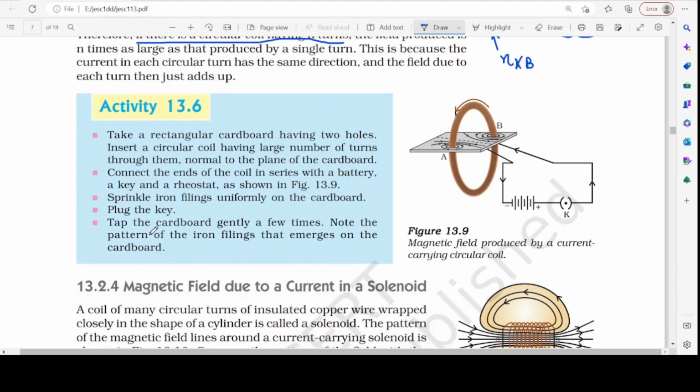Now coming to this activity, it is something the same as we have already done. So I am leaving it to you. Just do it on your own, and if you don't understand it, ping me in the comment section. I'll be explaining it to you again.